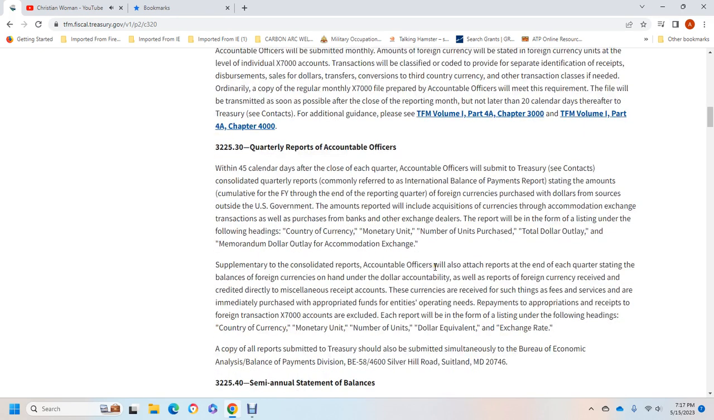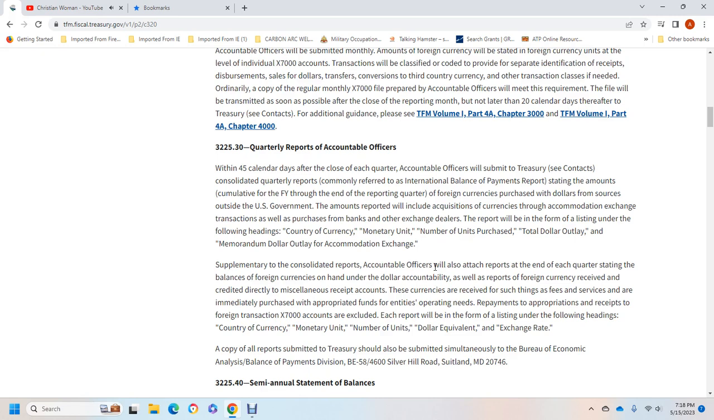With the accommodation exchange supplementary with the consolidated reports, accountable officer will attach with the report at the end of each quarter stating bill with the foreign currency, the hand to hand with the dollar accountability with the report, with the foreign currency receive the credit directly with the miscellaneous receipt except account of the current receiver of such things of the fees and with the services that are immediately purchased for the appropriate fund of the operating need.